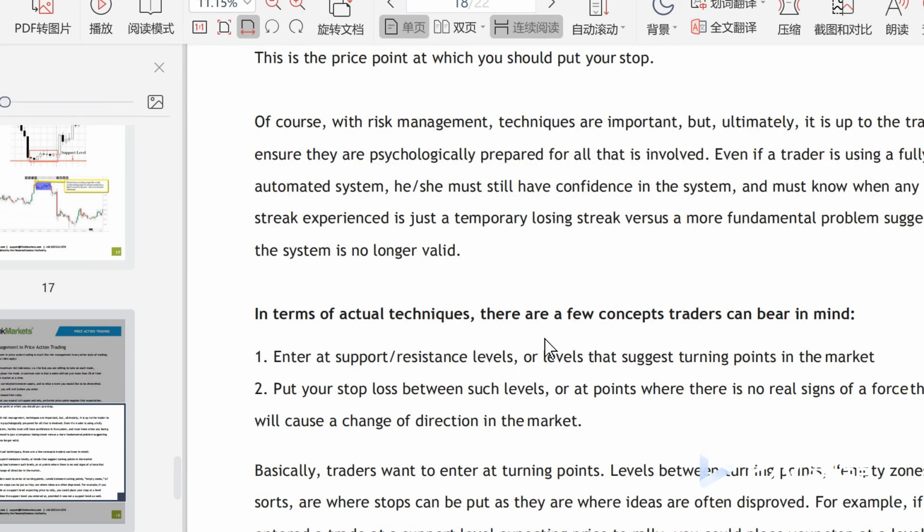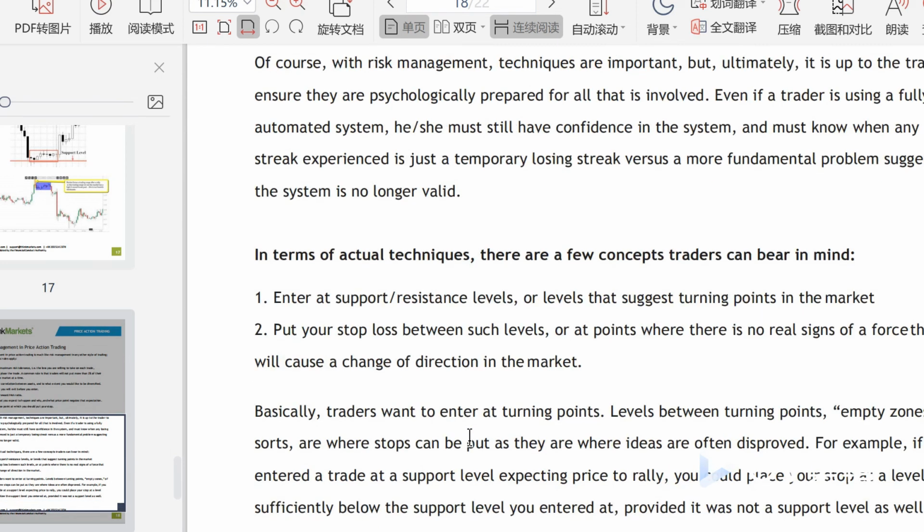So there are also several concepts that you can bear in mind. Enter at a support and resistance level, right? Meaning you're hitting a turning point. And then second, put your stop loss beyond such level, right? That will further reduce the risk when you're trading. Okay.